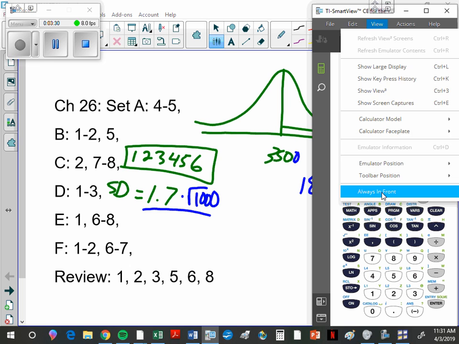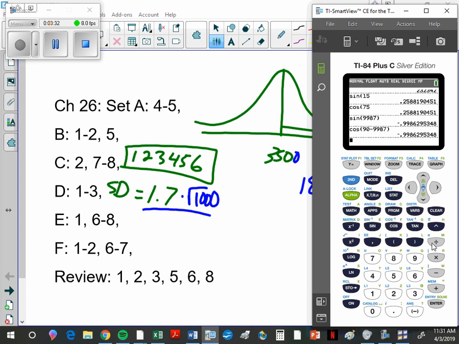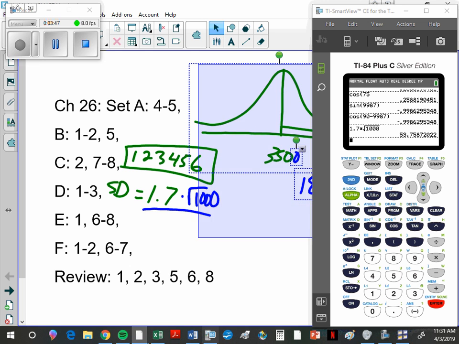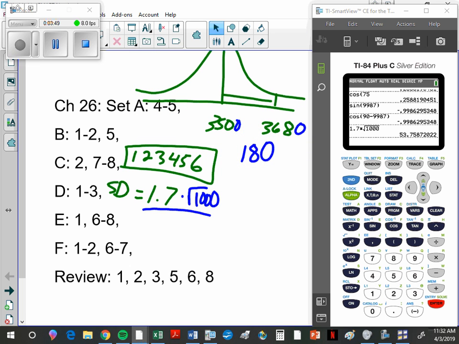So if I take 1.7 and I multiply it by the square root of 1,000, 53.7. So I'm expected to get 3,500 plus or minus 53.7.